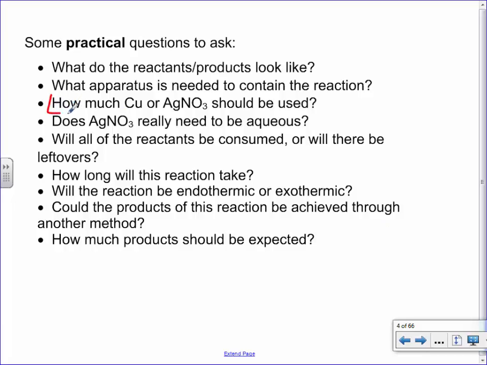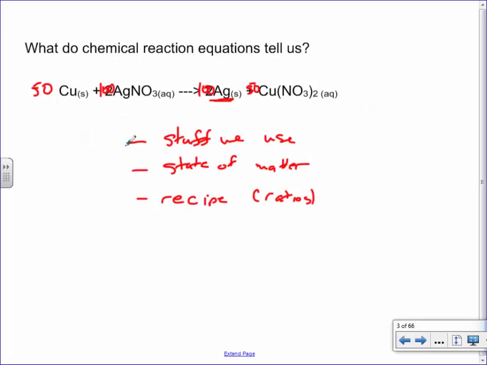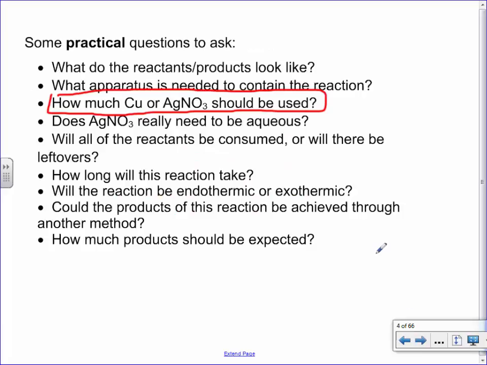This is really the main focal point of what I want to talk about today. How much copper or silver nitrate should you use? If you're going to start with copper and silver nitrate, how much of the beginning recipe reactants should you begin with? Should I start with 5 grams of each? Or should I start with 5 grams of this and 10 grams of this? Do we need equal quantities? It doesn't tell us that. It tells us molar quantities, but not mass.